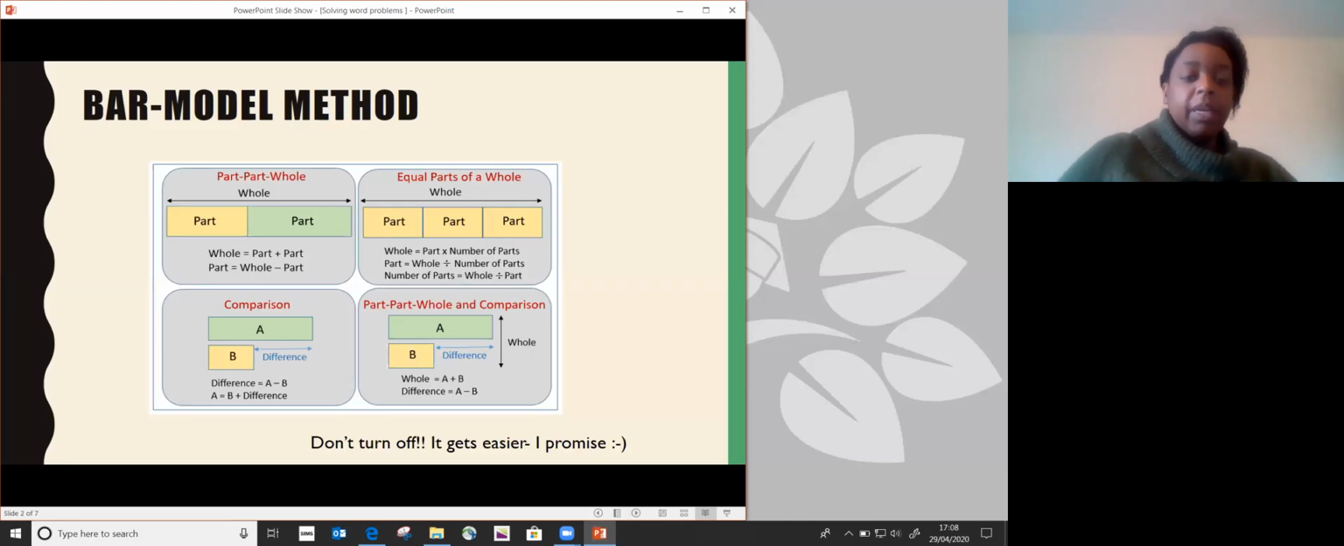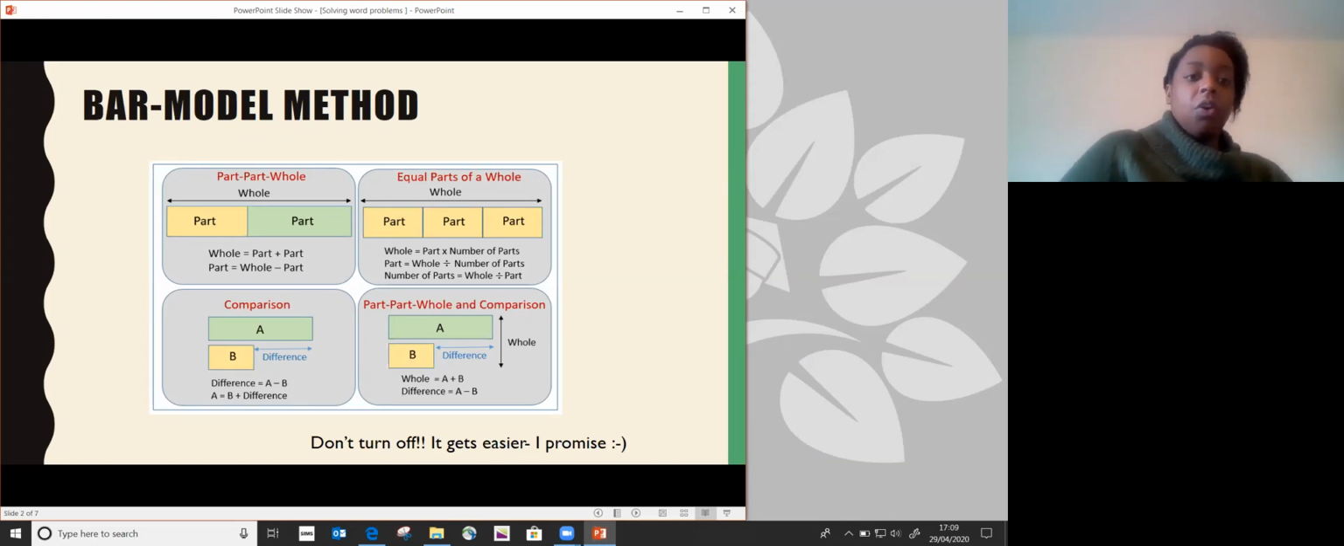Okay, so today we're going to be looking at the bar model method. Don't worry, it looks a little bit more confusing than it really is. But basically, it's just a way of visualizing and representing the problem using bars, which is like little boxes basically, and then you can use that to figure out what the actual problem means.